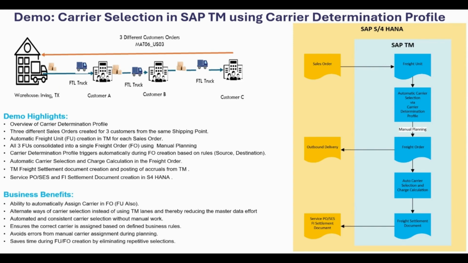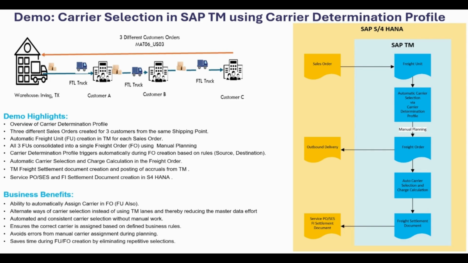Before we start the demo, let me briefly explain how carrier assignment traditionally worked in SAP TM and how the carrier determination profile improves the process today. Earlier, carrier assignment was largely dependent on manual planning and optimizer-based planning using transportation lanes. Planners had to open each freight unit or freight order and either manually select the carrier or rely on optimizer results driven by transportation lanes and master data. This approach requires extensive master data maintenance and frequent manual checks.